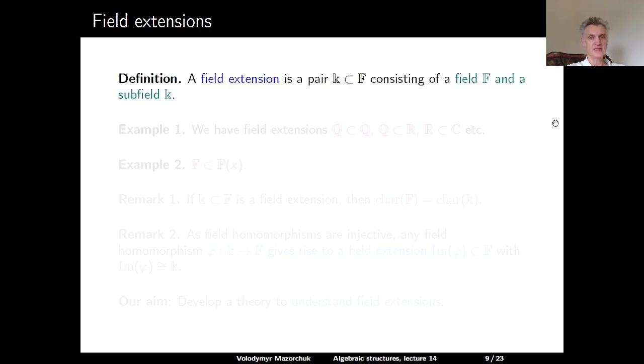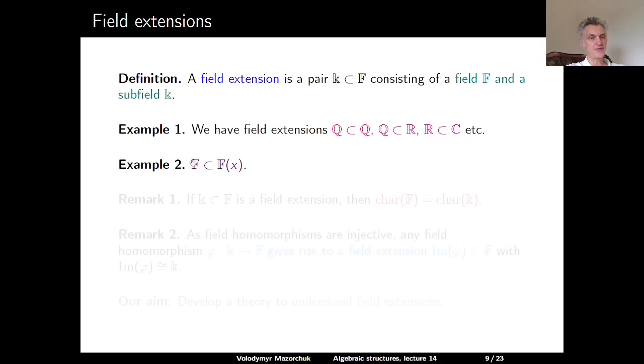Definition: a field extension is a pair k embedded into f, where f is a field and k is a subfield of f. For example, we have the following obvious field extensions. Q is a subfield of R, and R is a subfield of C. Also, any field f is a subfield of the field of the rational functions over f.